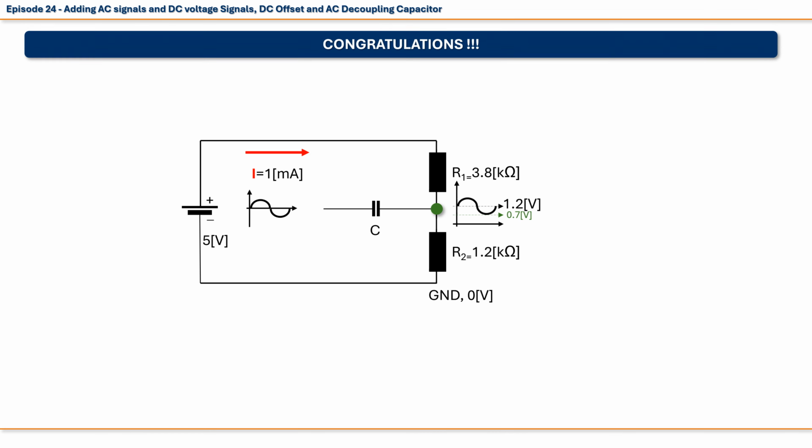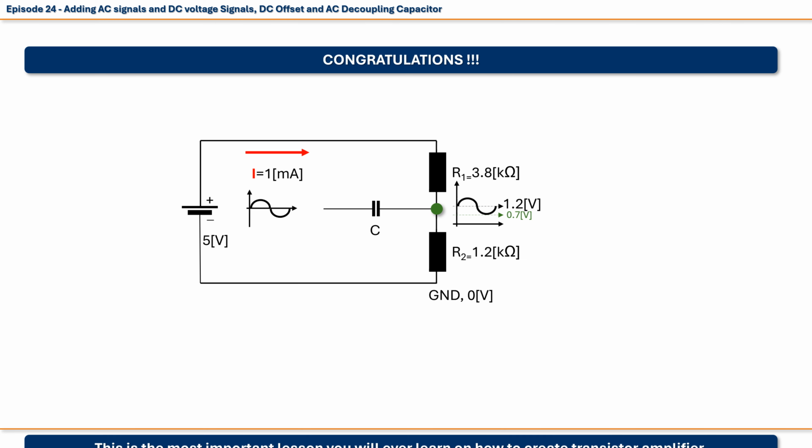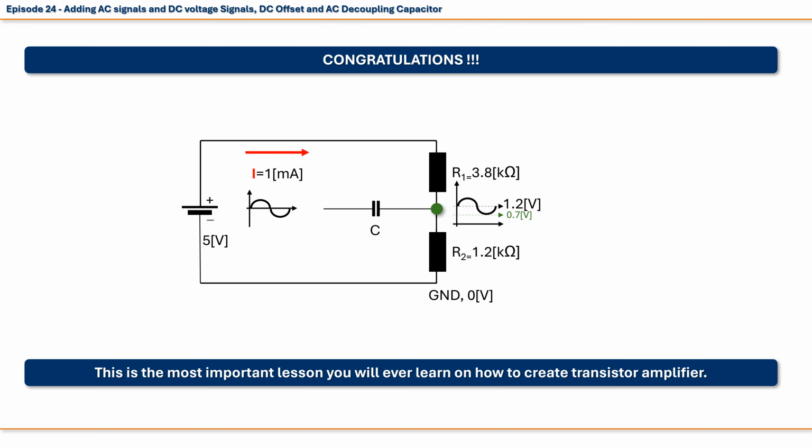Congratulations, if you have comprehended and fully understood this, you have mastered one of the most difficult and one of the most important lessons of designing and creating amplifier circuits. Nothing is more important than this lesson about adding DC offset to an AC signal. This is paramount.